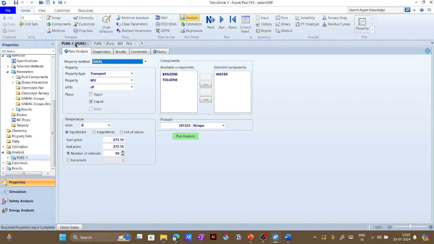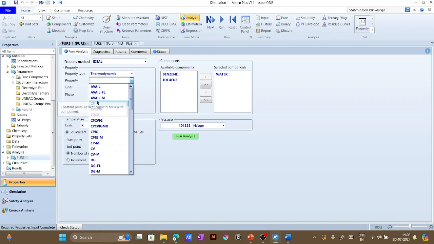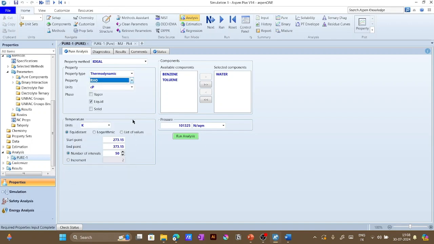So this is how you can compute various properties. Let's say we have calculated viscosity, then you want to see the density part. Density will be a thermodynamic property. So you have density somewhere here, rho, right? Density of pure component. You can add more than one component also. Let's say I want to study the property of both benzene and toluene. I can add them and do a run analysis, and then it will plot the value of both benzene and toluene in one plot.